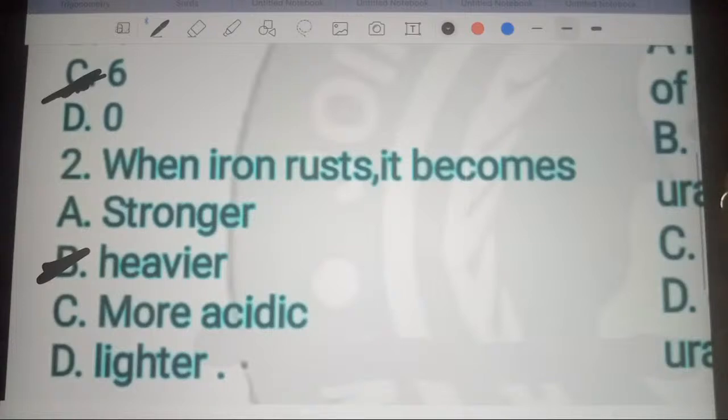So if iron rusts, please don't be deceived, it gets heavier and not lighter. And not only that, when iron rusts, it gets oxidized and becomes heavier.